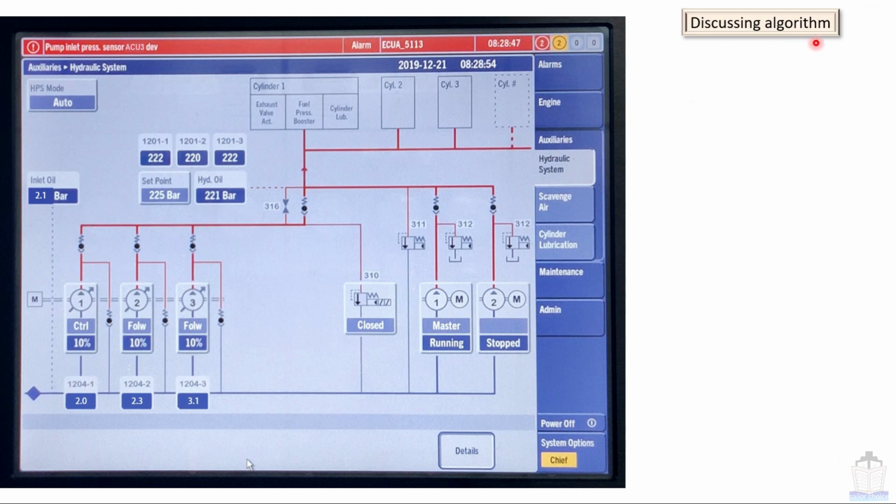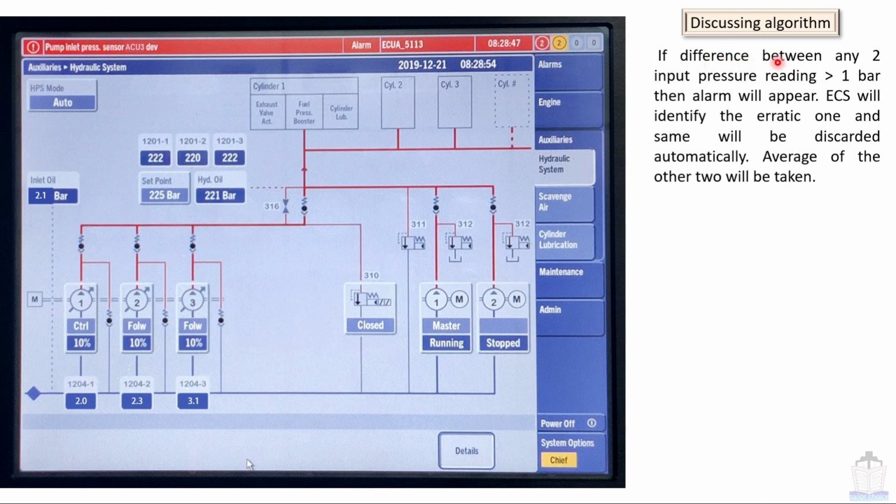So, discussing the algorithm: if the difference between any two input pressure readings is greater than 1 bar, then an alarm will appear like here. The ECS will identify the erratic one and it will be discarded automatically, and the average of the other two readings will be taken. So we are going to see some examples for that.